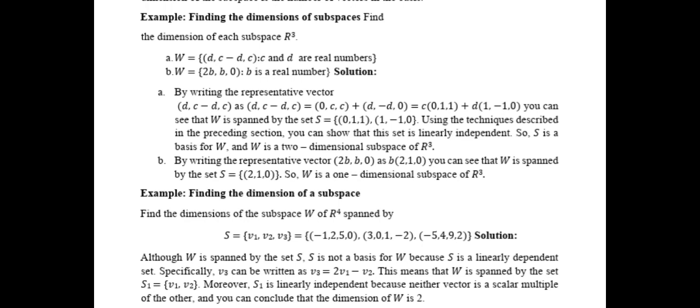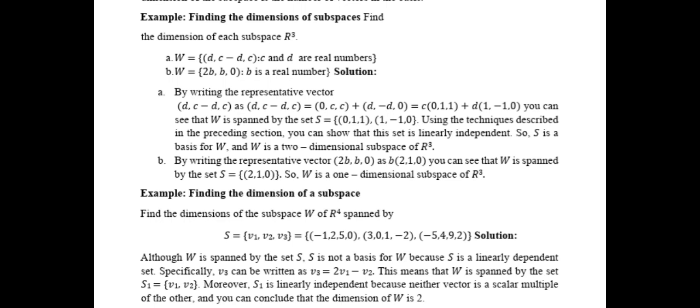Example, finding the dimensions of subspaces. Find the dimension of each subspace of R^3. A. W = {(d, c - d, c)}, where c and d are real numbers. B. W = {(2b, b, 0)}, where b is a real number.